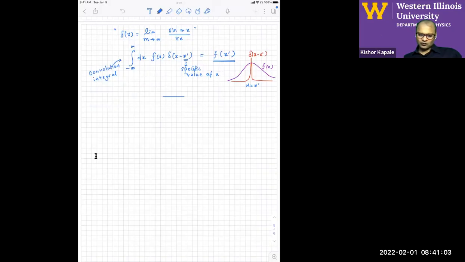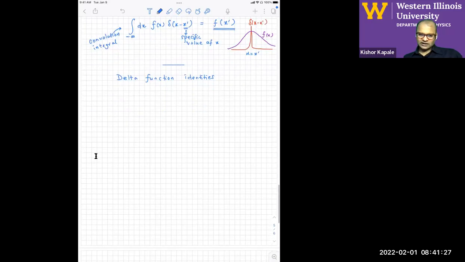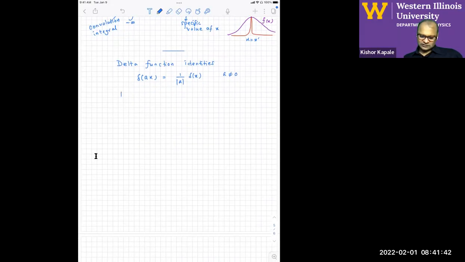Okay, so let's take a look at one identity of the delta function. The delta function identities are crucial. You may have seen them, but let's actually prove one of them so that you understand how to play with the delta function. So let's take a look at maybe delta of ax is given to be 1 over the magnitude of a times delta of x, when a is not equal to 0. Okay, so how do we prove this? Any thoughts?